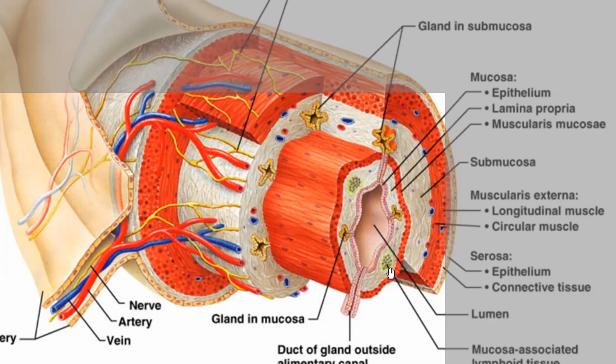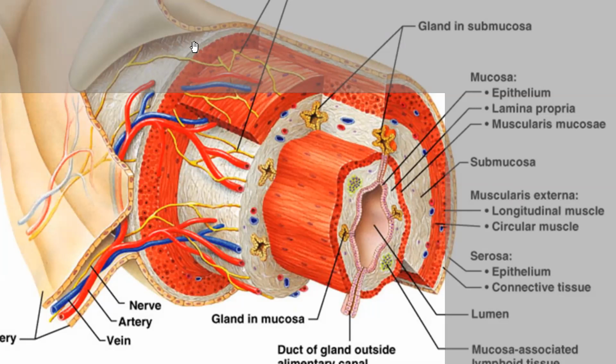This layer is part of the mucosa, and then this is the main muscular layer here. On this diagram, you can see the deeper ones are circular muscles and the outer ones are longitudinal muscles. So right here, longitudinal, circular. And then the surface of this tubular structure is covered by serous membrane.